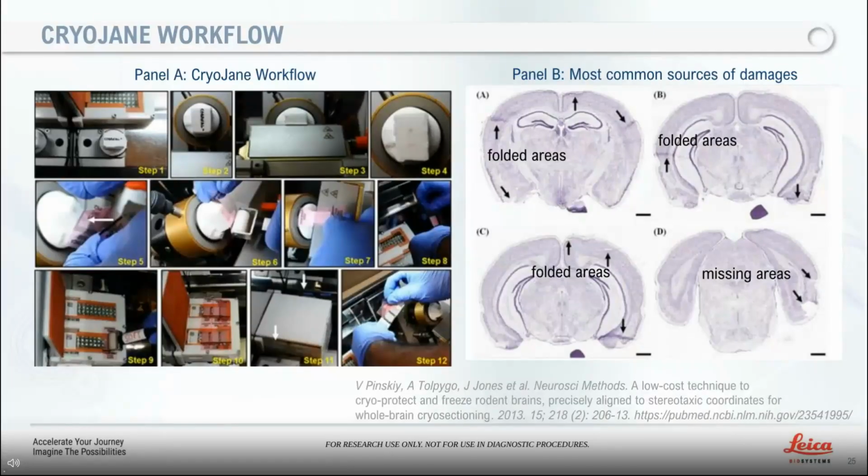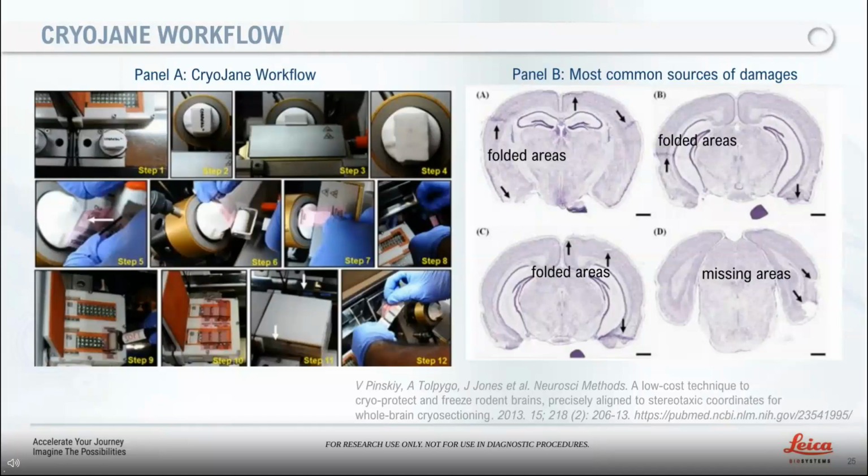Here is a beautiful example of what can be achieved with the CryoJane device by Pinsky et al. The method is also suitable for large brains such as rats and monkeys. Workflow steps are explained on panel A.